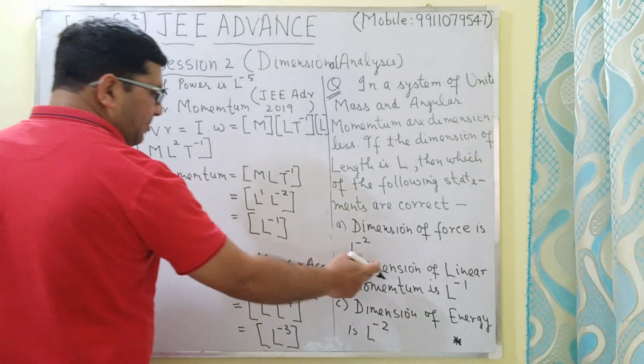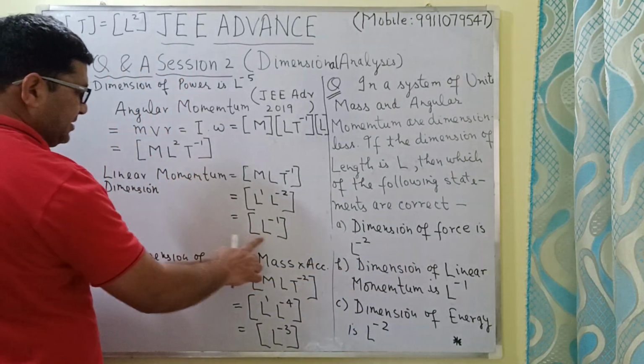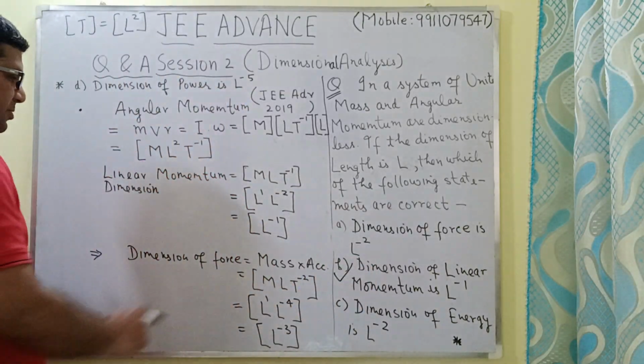The second option is the dimension of the linear momentum is L to the power minus 1. So we have got the dimension of linear momentum as L to the power minus 1. So this option is correct. Okay. So this option is correct.